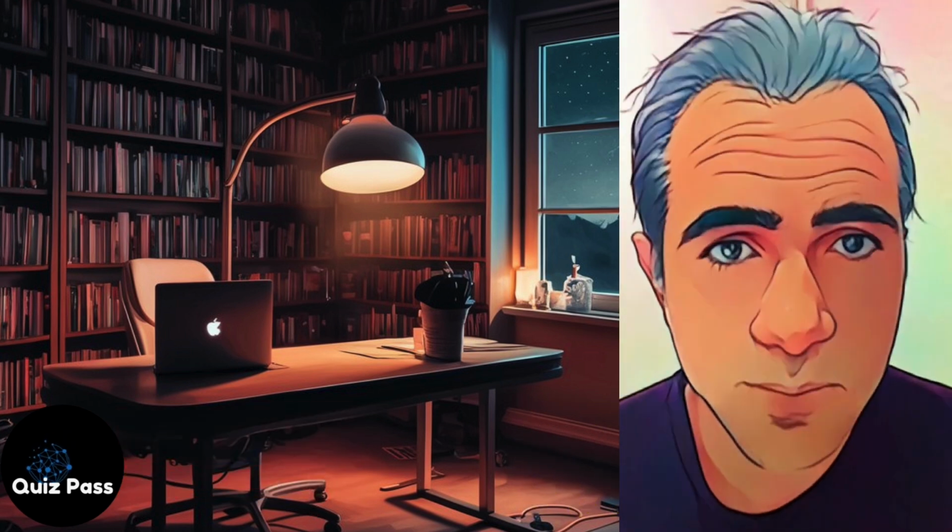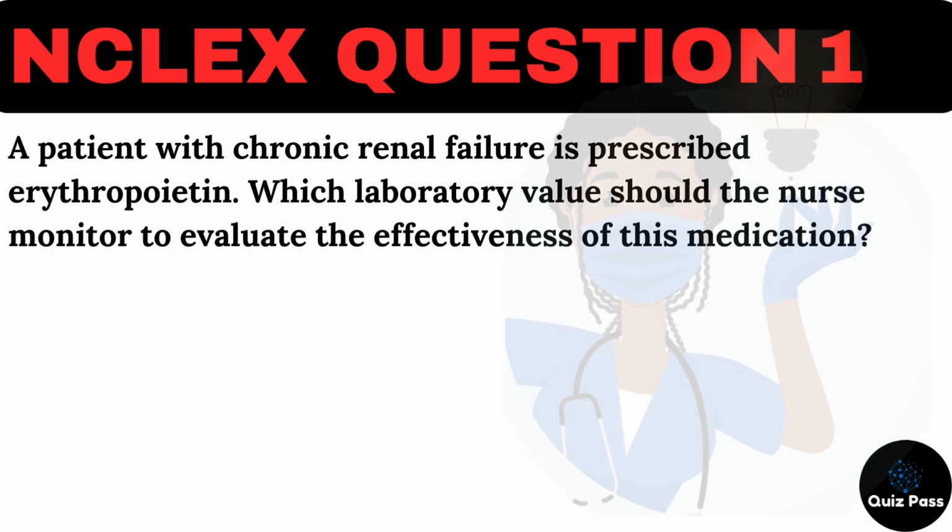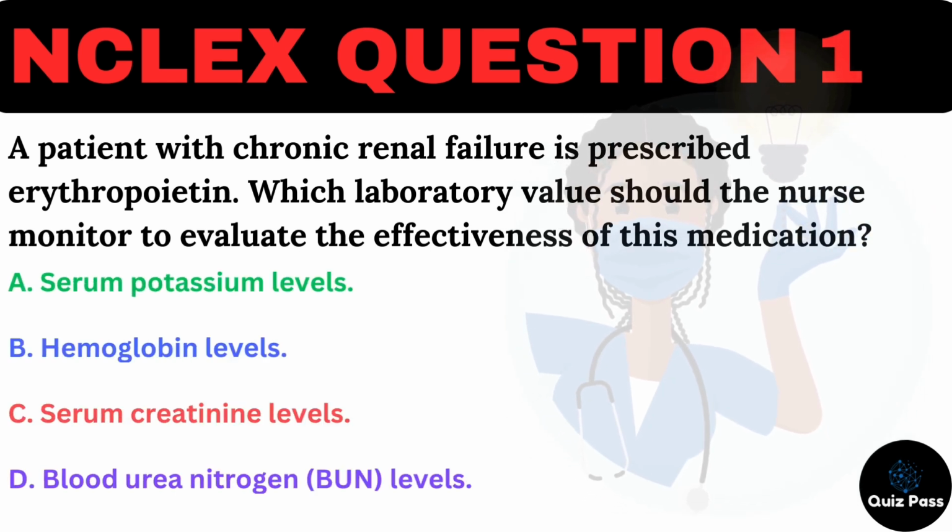I'm here to help. A patient with chronic renal failure is prescribed erythropoietin. Which laboratory value should the nurse monitor to evaluate the effectiveness of this medication? A. Serum potassium levels. B. Hemoglobin levels. C. Serum creatinine levels. D. Blood urea nitrogen (BUN) levels.